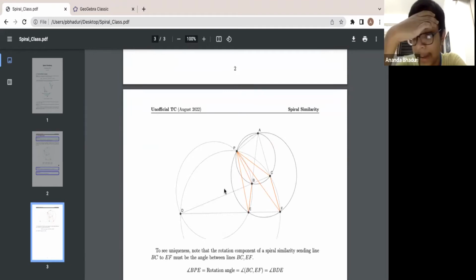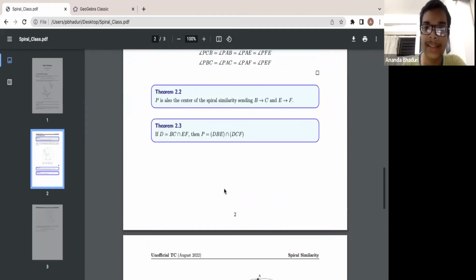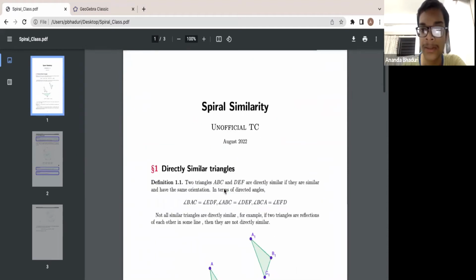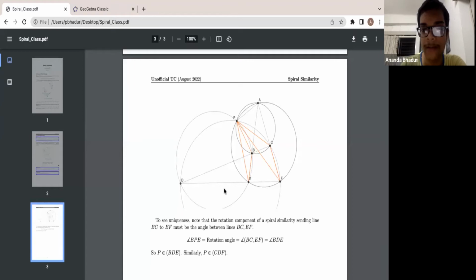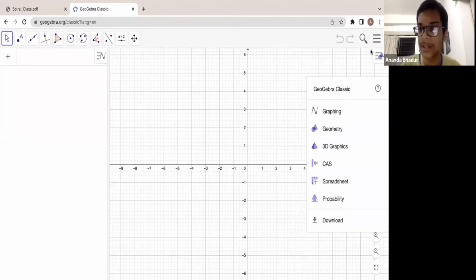So why is spiral similarity a powerful technique? One thing is that you can relate unrelated points, like you can form angles between floating points if you have a spiral similarity relation. Let's say you have PBC directly similar to PEF for some triangles. BCEF are almost disjoint in the original diagram, but using spiral similarities, you get a new condition that angle PBE and angle PCF are equal. So B and E were completely unconnected earlier, but you can relate them with each other.